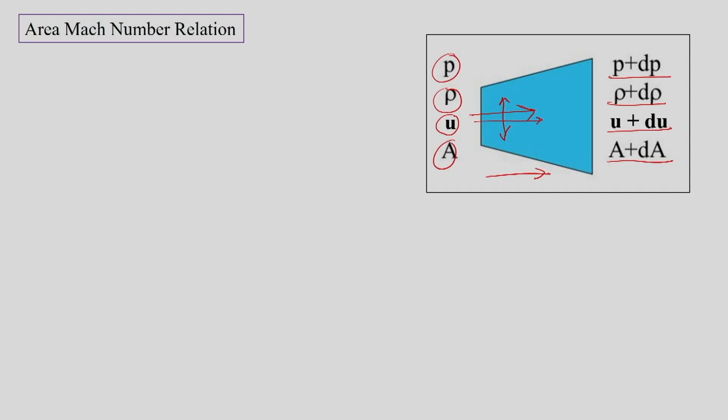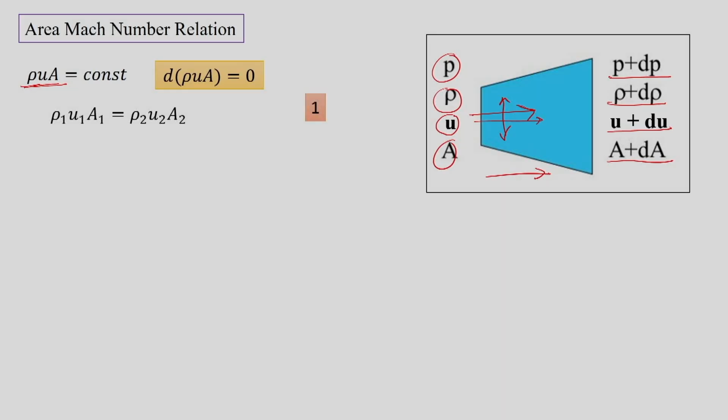So let us try to derive the area Mach number relation from the perspective of quasi one dimensional flow. Earlier, in one dimensional flow we had considered rho u equal to constant, but now in general we will have rho into A into u equal to constant. This relation tells us that the differential of rho A u is equal to 0. So practically rho 1 u1 A1 is equal to rho 2 u2 A2.